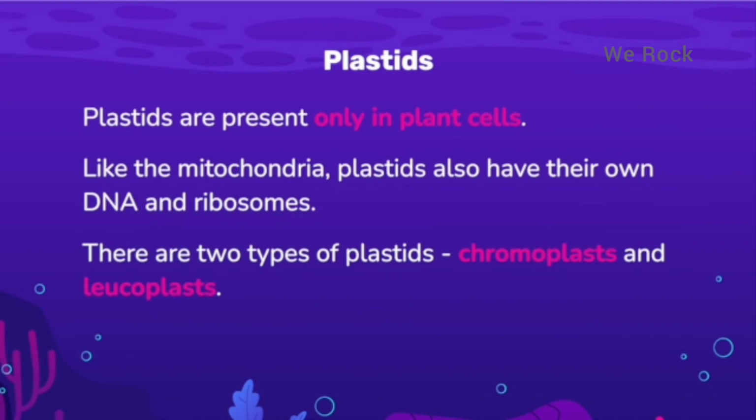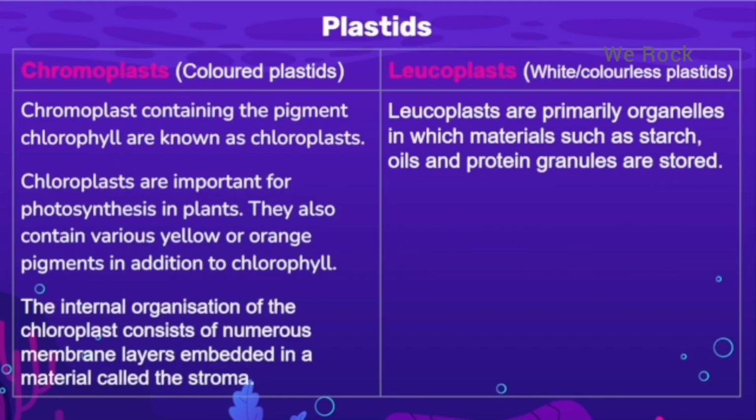Plastids. Plastids are present only in plant cells. Like the mitochondria, plastids also have their own DNA and ribosomes. There are two types of plastids: chromoplasts and leucoplasts. Chromoplasts containing the pigment chlorophyll are known as chloroplasts.